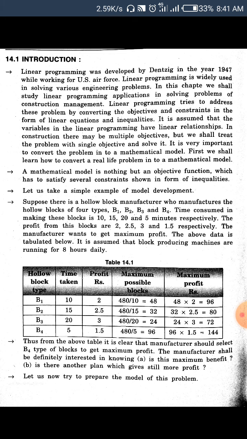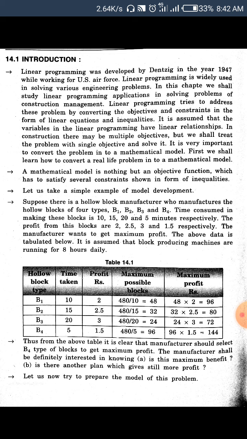This answer shows that the maximum manufacturing of blocks per day is 48 blocks of B1 type. Similarly for B2 type of block, the maximum possible block is 480 divided by 15. We already discussed what this 480 is, and 15 is the time taken to manufacture a B2 type of block. So we manufacture 32 blocks per day. Similarly, for B3 we manufacture 24 blocks, and for B4 we manufacture 96 blocks.